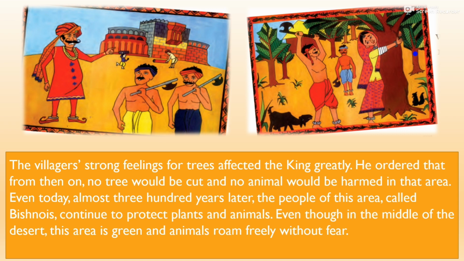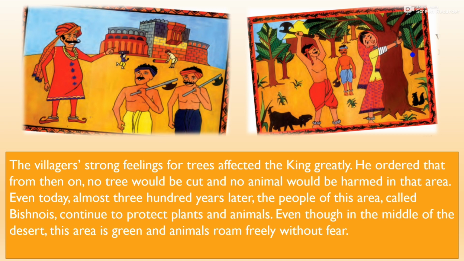They protect plants and animals. And those people who live in Khejrali village, Khejrali area are called Bishnois. Even though in the middle of the desert, this area is green and animals roam freely without fear. So you know Rajasthan is full of desert, sand, but Khejrali area is such an area which is green till now because in that area people don't hunt, people don't cut the trees. So birds and animals also roam freely without fear.